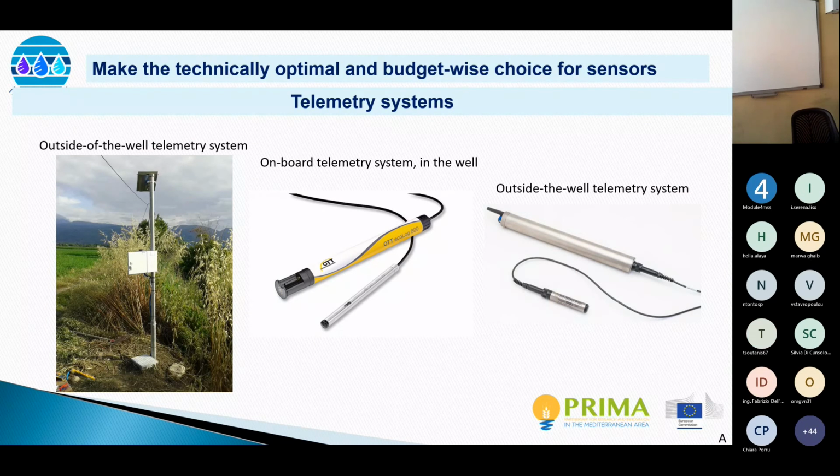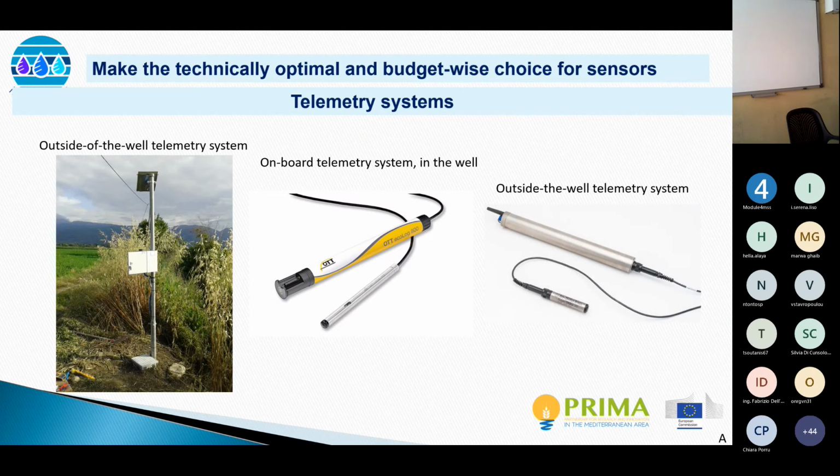So, in terms of telemetry, telemetry is a good option. It is an essential option. And you can have a non-low profile setup like this, where the sensor lies in the well and you have a telemetry unit in this box, driven in energy terms by a solar panel. This is one of the options, as I said, the outside-of-the-well telemetry system, which is not low profile. But normally it's cheaper because the equipment is bigger, and the bigger the equipment is, the lower the price is.